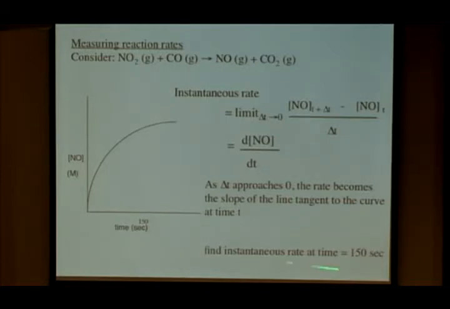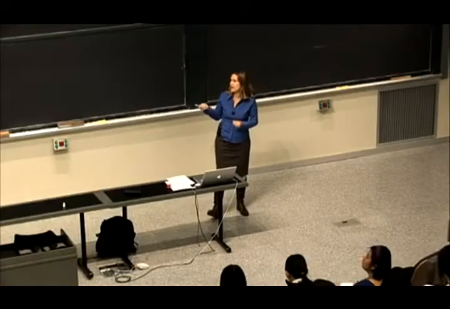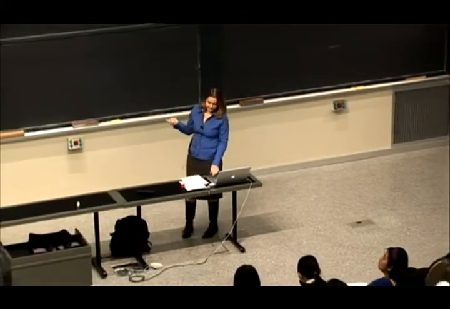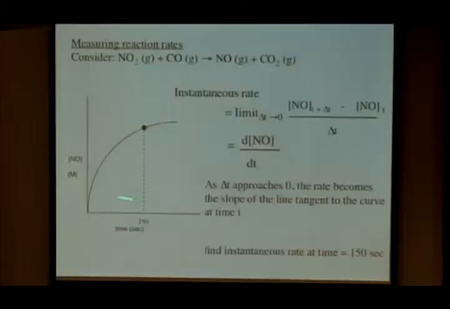So let's find an instantaneous rate at 150 seconds. What is the rate of this reaction at 150 seconds? So we can look for 150 seconds. We can have a point on that curve at 150 seconds. And so as our time interval approaches 0, the rate will approach the slope of this line. So we can draw a slope that's tangent to the curve at the time t, it's time 150 seconds, and then we can calculate the slope of that line.